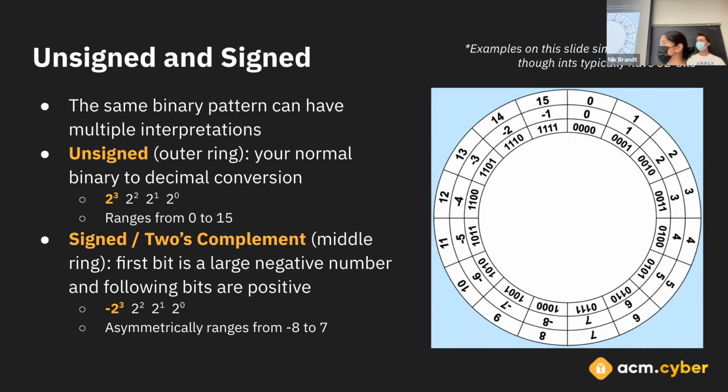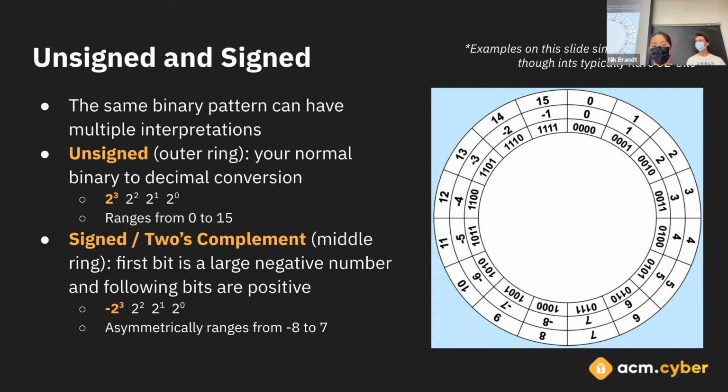But the outer ring is your unsigned numbers. These are your normal binary to decimal conversions. So you know how normally when you're counting, you have your ones, tens, hundreds place, whatever. For this one, you have your 2 to the 0, 2 to the first, 2 to the second, etc. For this one, you'll notice that the highest bit, the 2 to the third, is a positive number. And so because of this, if you have binary 0, 0, 0, 0, it's going to be 0 in decimal. And then if you have binary 1, 1, 1, 1, it's going to be 15 in decimal.